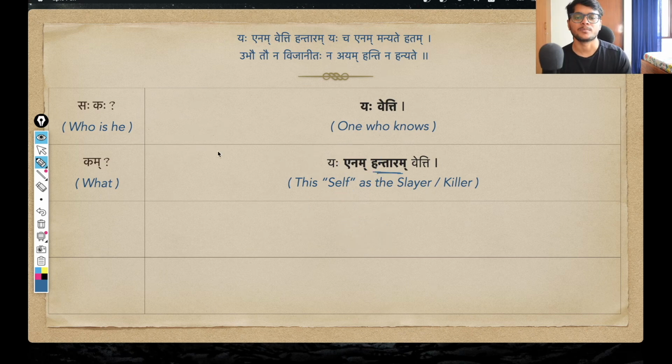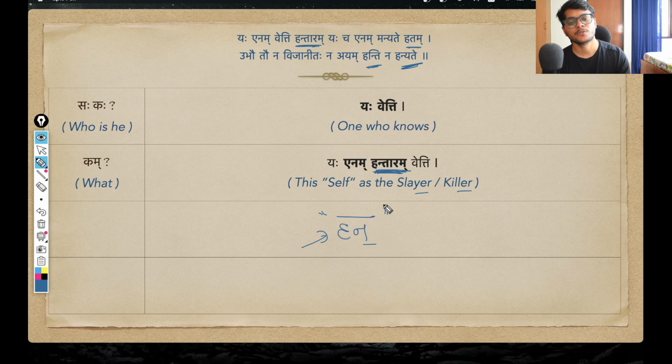And now this Hantaram. This is coming from the verb root Han. In the beginning of the video, I told you that there is one verb root that is modified in 4 different ways. So this is that verb root, dhatu Han. We will see how this same Han dhatu is being modified in 4 different ways. Because you can see the forms also: Hantaram, then Hatam, then Hanti, and then Hanyate. All these 4 words, you can already guess, are coming from this single Han dhatu, modified in different ways. Anyways, Hantaram means slayer or killer.